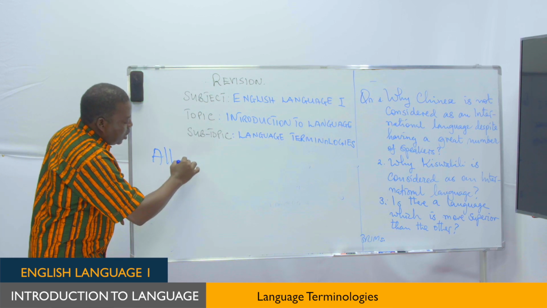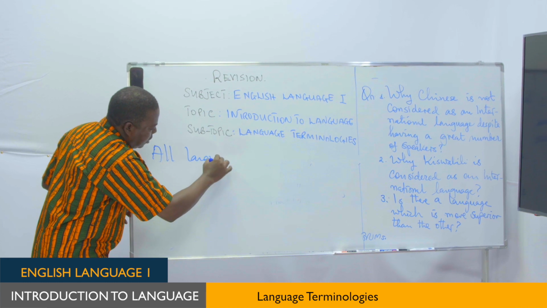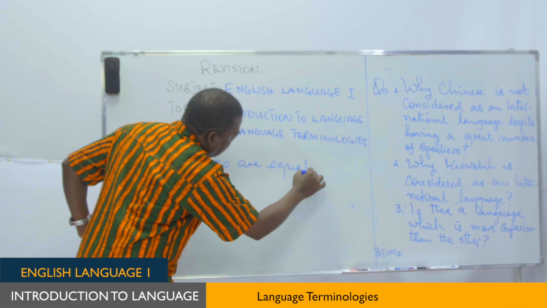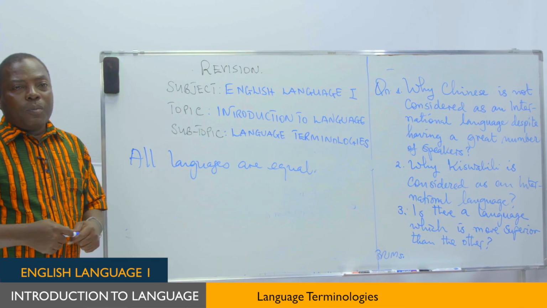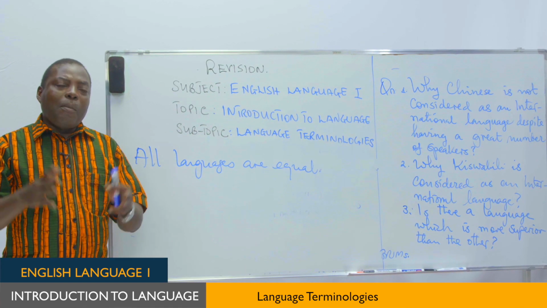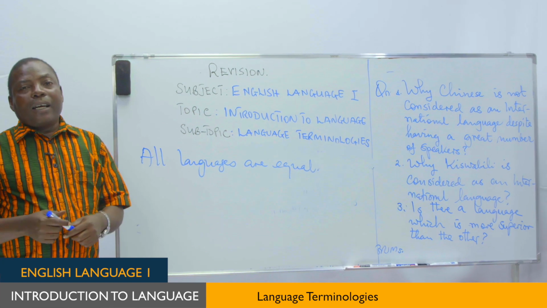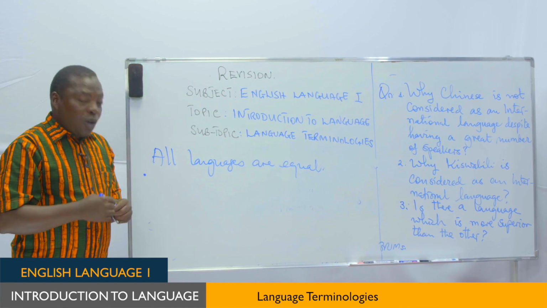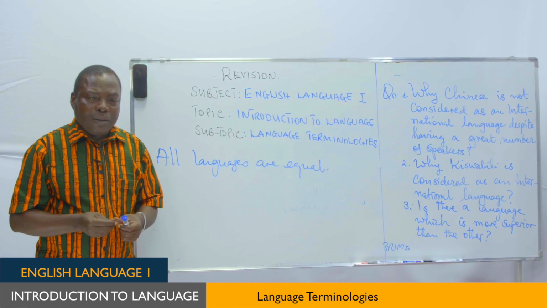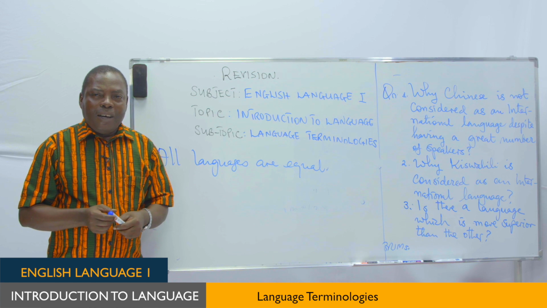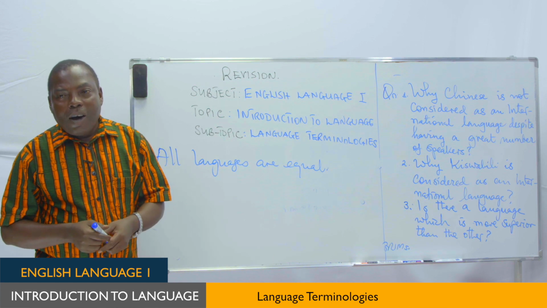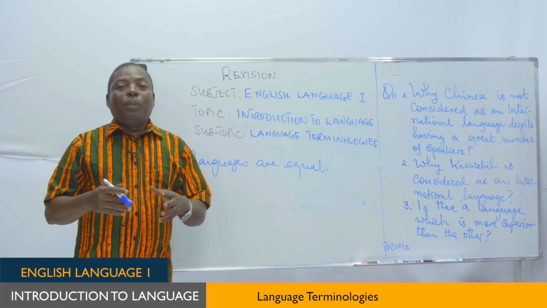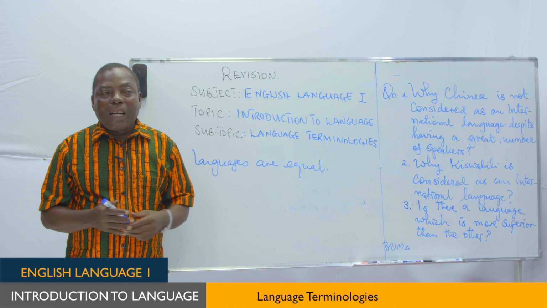Those who say all languages are equal, they would come up with the idea like, since human beings are equal, as from the word of God, that you cannot say one person is superior than the other by looking at their color.